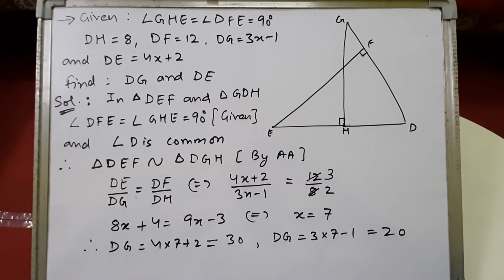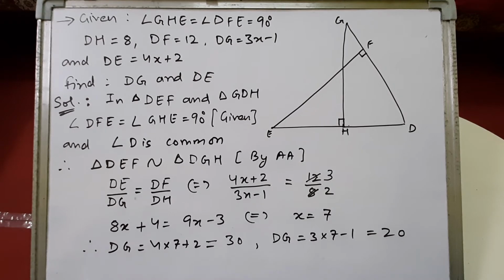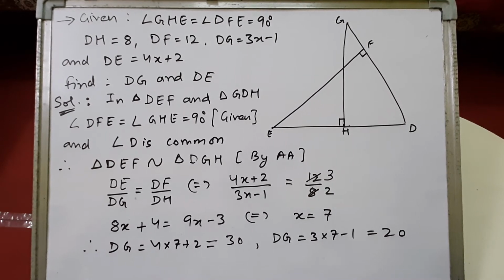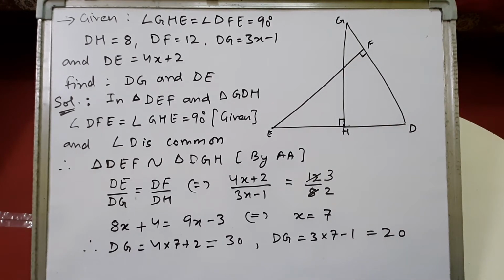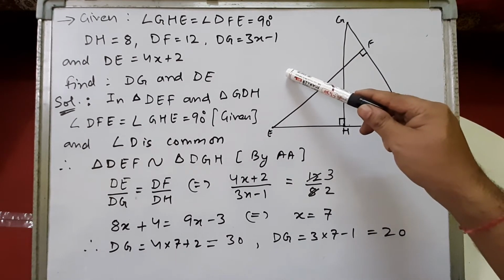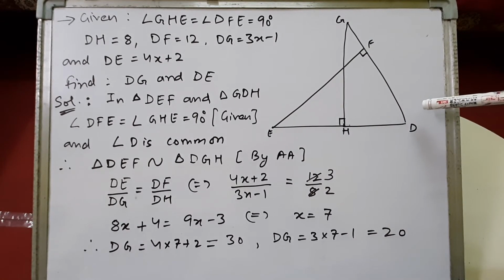Okay, children, let's see this sum. Now, here it is given that angle GHE equals angle DEF equals 90 degrees. GH equals 8, DF equals 12, DG equals 3x minus 1 and DE equals 4x plus 2. Alright, now let's see, this is a diagram which is given to us.